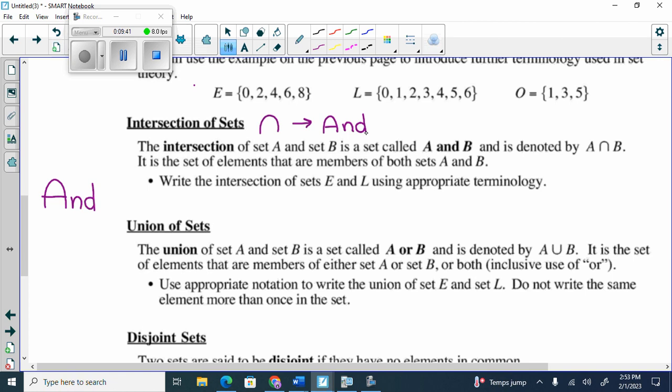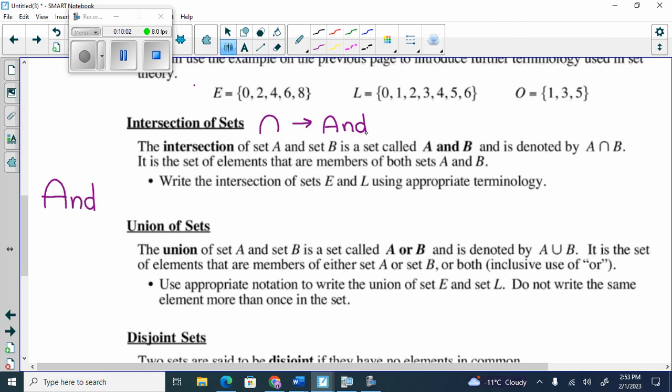So it's what's in A and in B. You're going to only list the elements that are in A and B. So it has to be in both. If the elements aren't in both, I don't list them. That's basically all it is. Okay? So here it says, it is the set of elements that are members of both sets A and B.